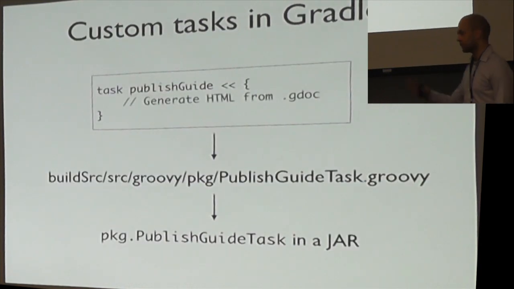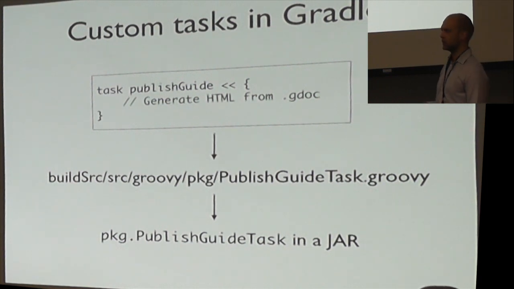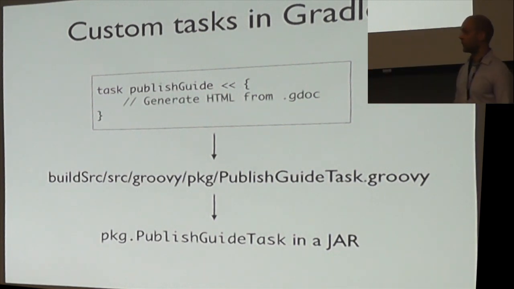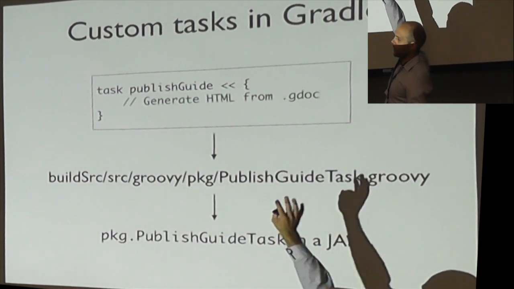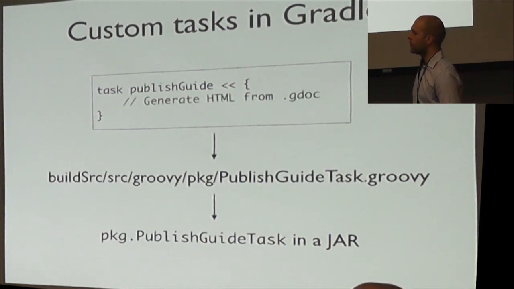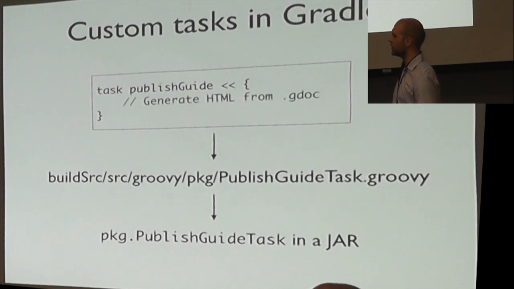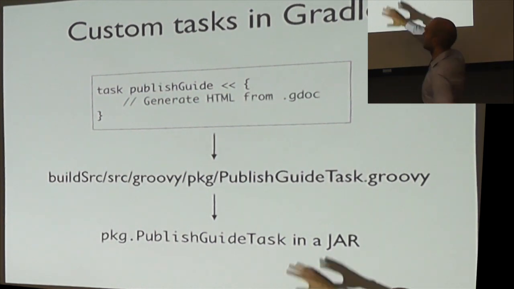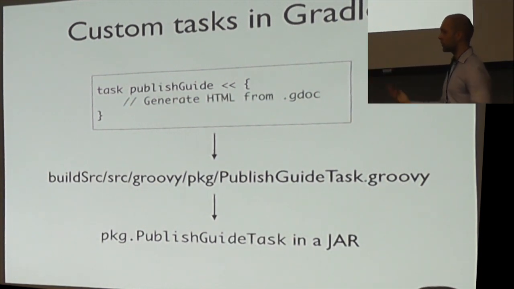So custom tasks are trivially easy. I'm actually assuming, who hasn't used Gradle here? Or is fairly new to it? Okay. So, this talk is mostly for you guys. So you've got different ways of doing it. You can do it in a build file. That is the first example. We are defining a new task called publish guide. And inside there, we can just have some code, some Groovy code, that generates HTML from these GDoc files. Now, we could do that all manually, or we could use a class from a library that happens to be on the class path.